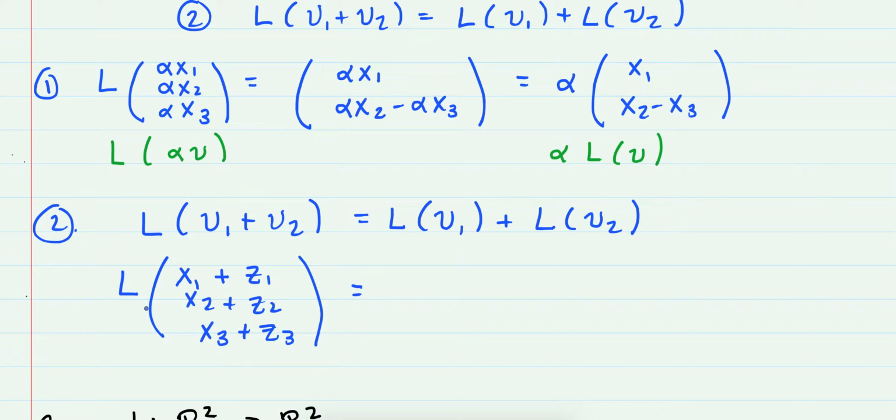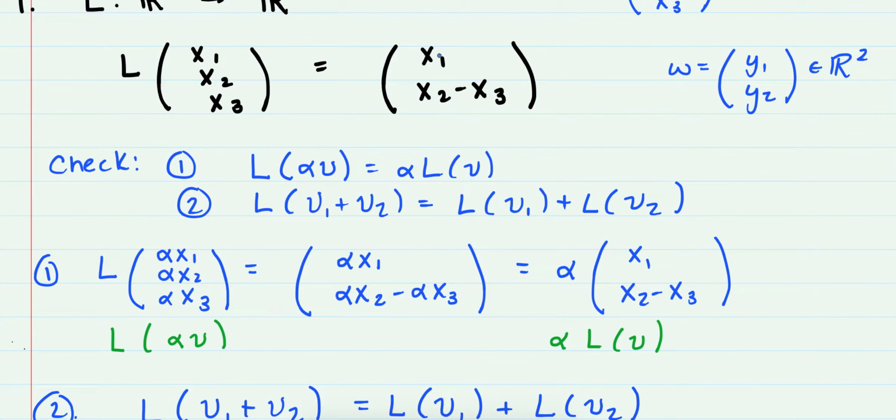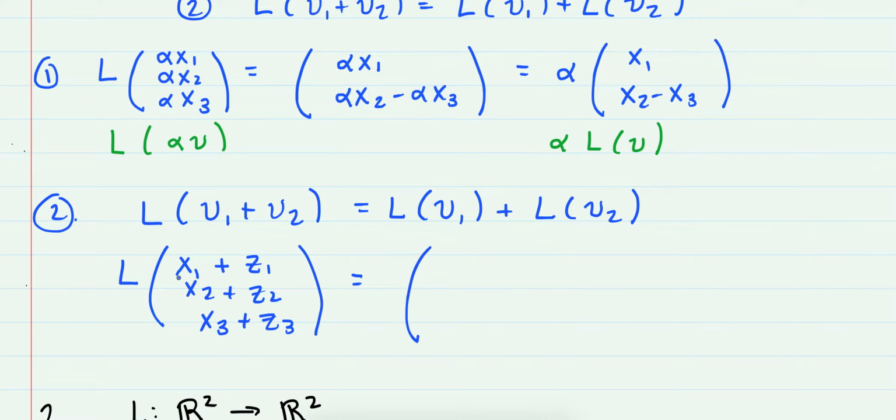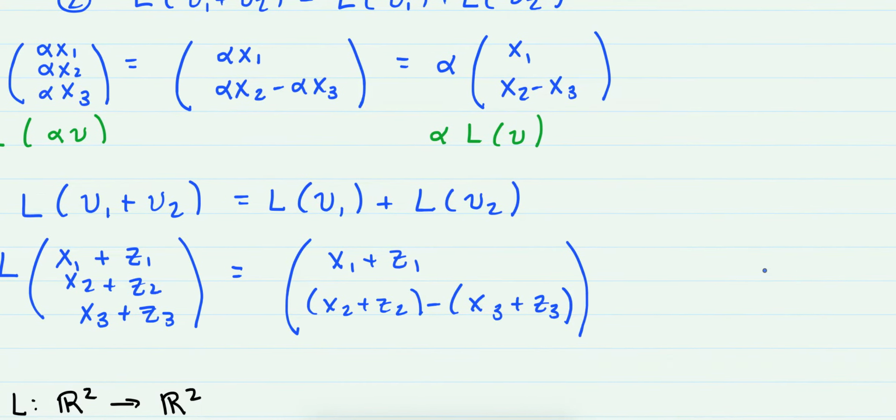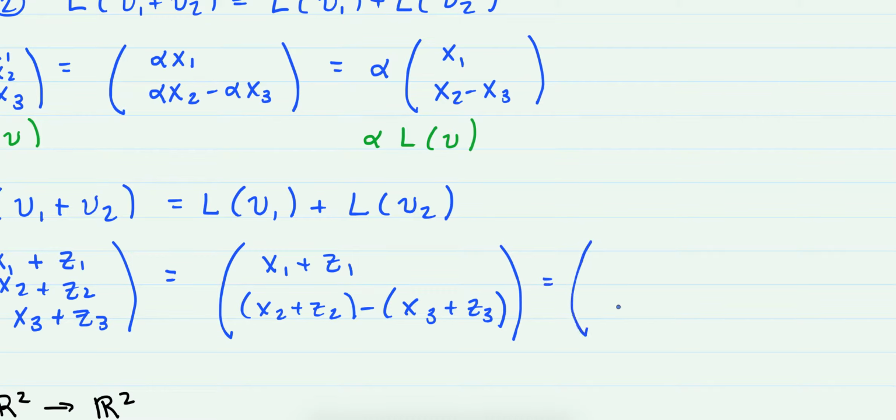Now we're going to apply L to this using the rule stated right here. So we keep the x1 and then we take whatever's in the x2 spot and subtract the x3 spot. So following that rule, we keep this piece, which is x1 plus z1. Then we take this piece, x2 plus z2, and subtract x3 plus z3. Okay, so then this is equal to x1 plus z1, x2 minus x3, plus z2 minus z3. Notice that I distributed this negative, and then I grouped the x's together and the z's together because I want to pull these apart.